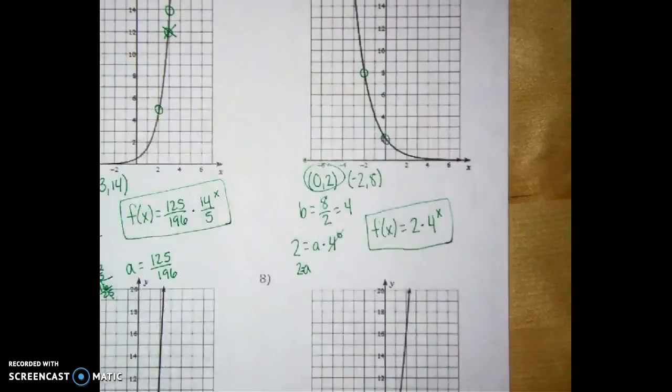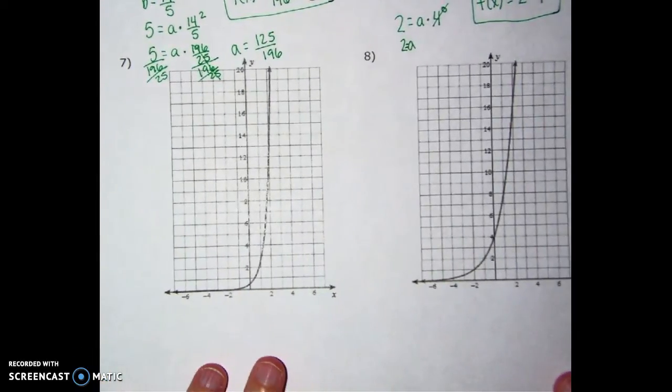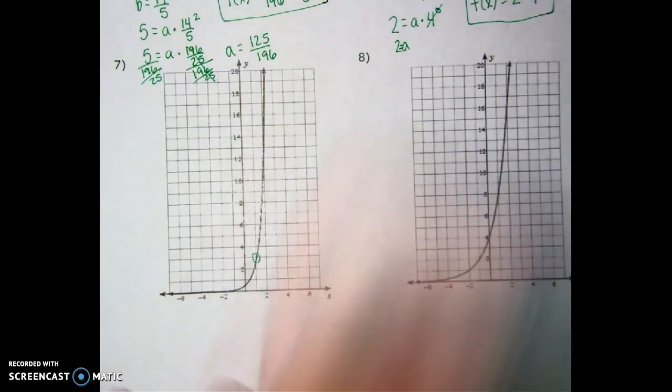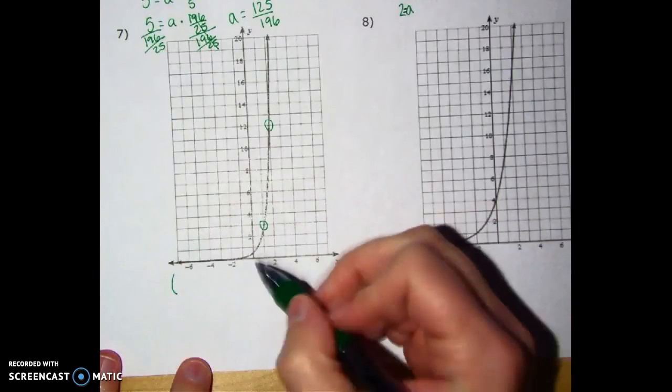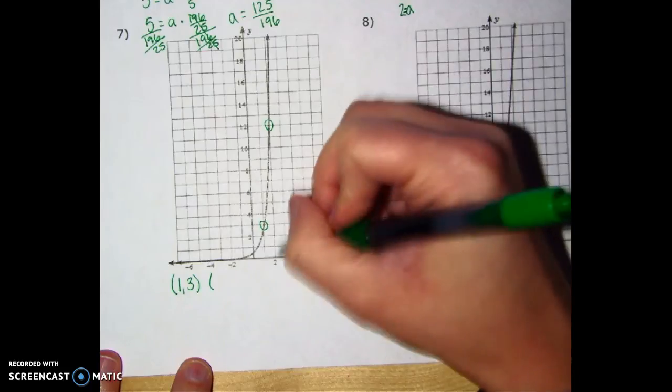Okay, let's go ahead and look at number 7. Feel free to pause this. Actually, I would highly recommend pausing it. At least pause it while you find your 2 points and double check with that. Okay, the 2 points I'm going to use, there's one. And that one right there. Okay, so my 2 points, that's 1, 3, and 2, 12.